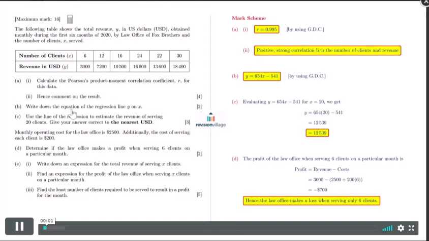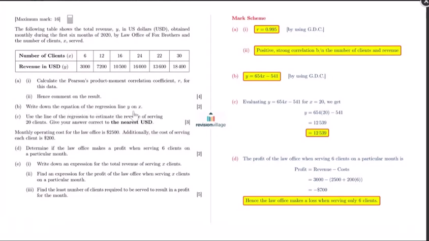Part B, write down the equation of the regression line y on x. So just before we go into this solution here, let's just firstly talk about what this means. Our regression line y on x will have the form of a straight line, so y equals mx plus c, where m is our gradient and c is our constant at the end, our y-intercept. Now, in this case, the y stands for the revenue, and the x stands for the number of clients.